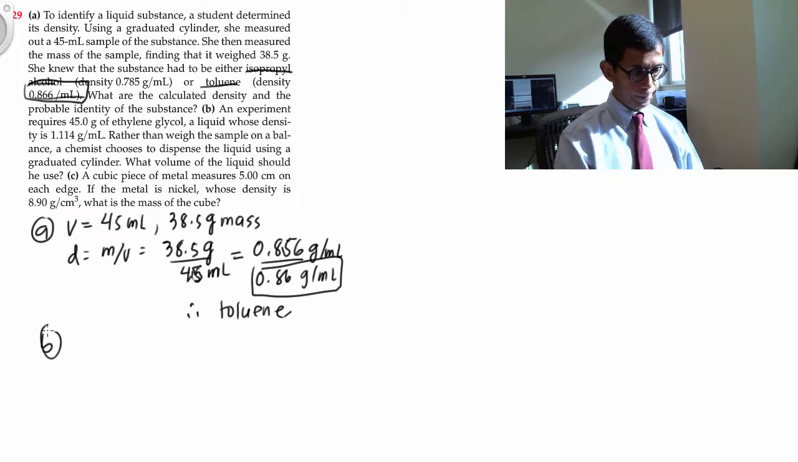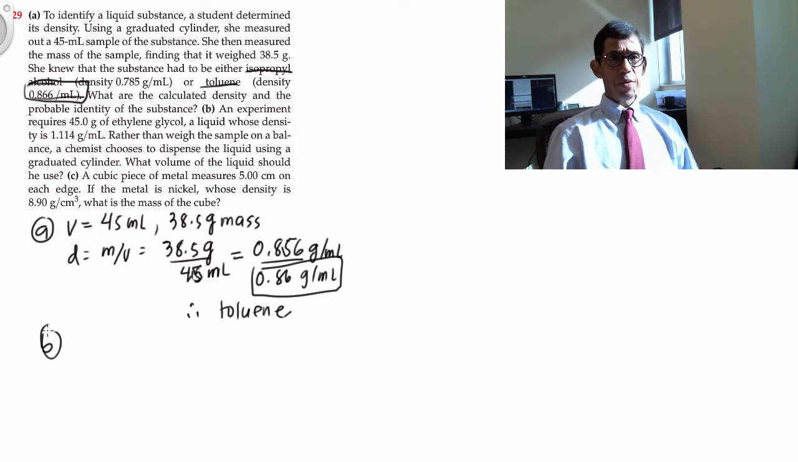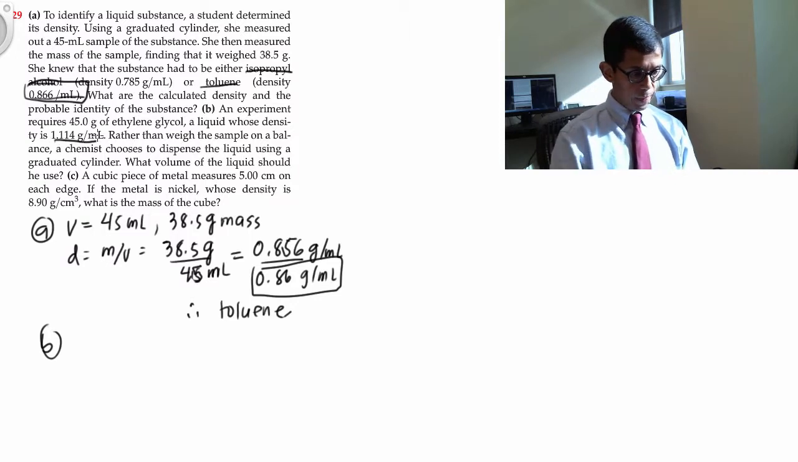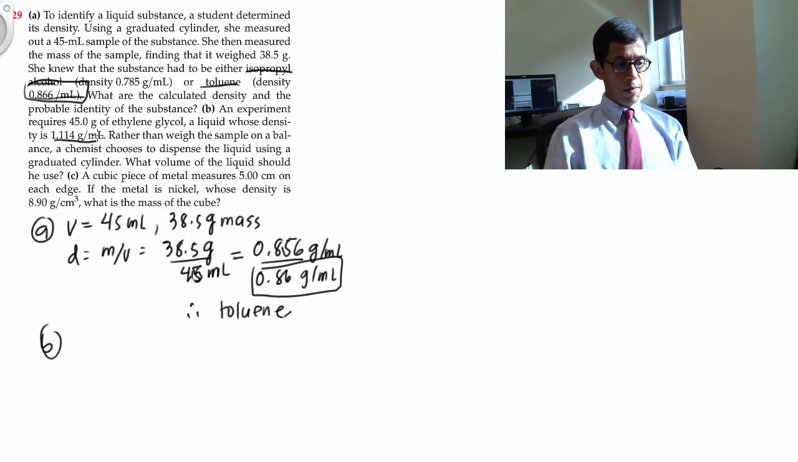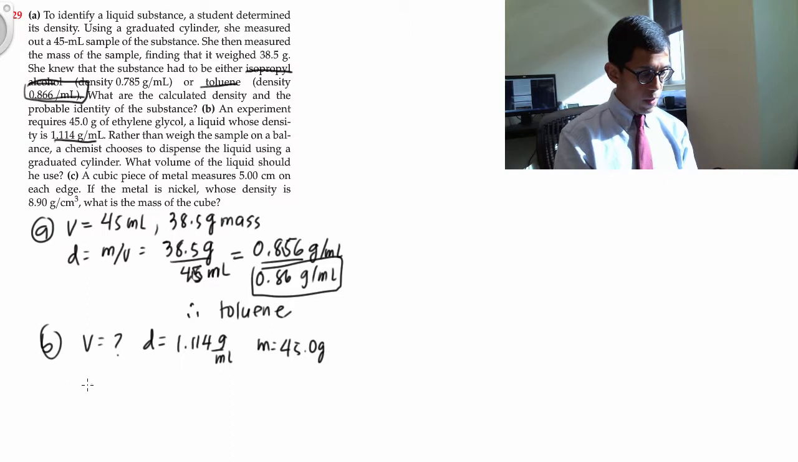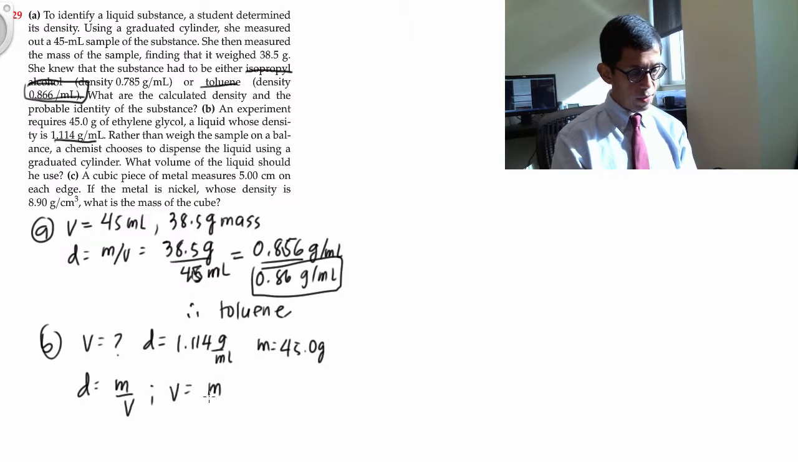Good. Part B. An experiment requires 45 grams of ethylene glycol, the density of which is 1.114 grams per mL. Rather than weigh the sample on a balance, a chemist chooses to dispense the liquid using a graduated cylinder. What volume of the liquid should he use? So volume is what we're looking for, and we have the density and the mass. The density is equal to 1.114 grams per mL, and the mass is 45.0 grams. Density is mass over volume, so it follows that volume is mass over density.